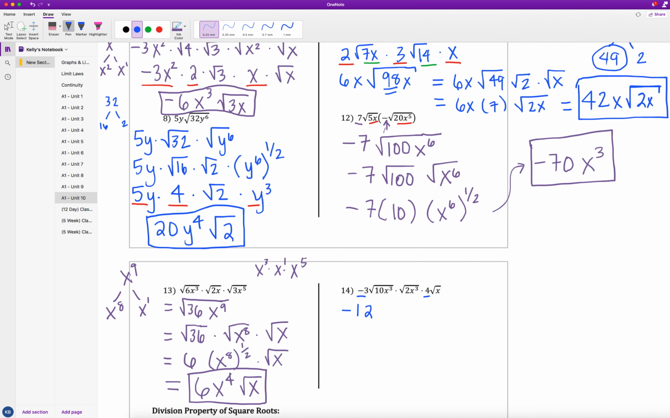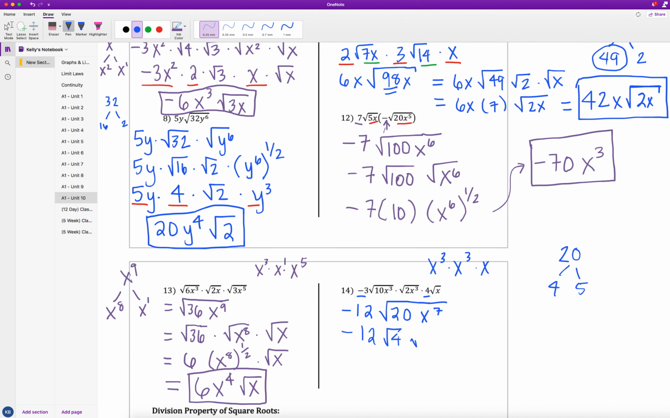And then for the other pieces, I'm going to multiply all the stuff that's left over inside. So 10 times 2 will give us 20. I have an x to the 3rd times an x to the 3rd times a single x. So I'll end up with an x to the 7th then inside that square root. From here, I want to factor as much as I can. So 20 factors as 4 and 5, and 4 is a perfect square.